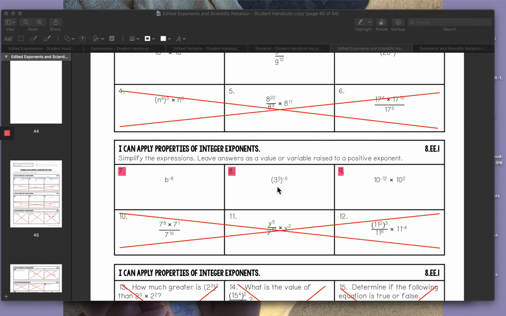For number 8, we have 3 raised to the power of 5, which will be raised to the power of negative 5. So we will be getting a negative exponent here because of our integer rules. And remember, we need to rewrite our negative exponent as a positive.